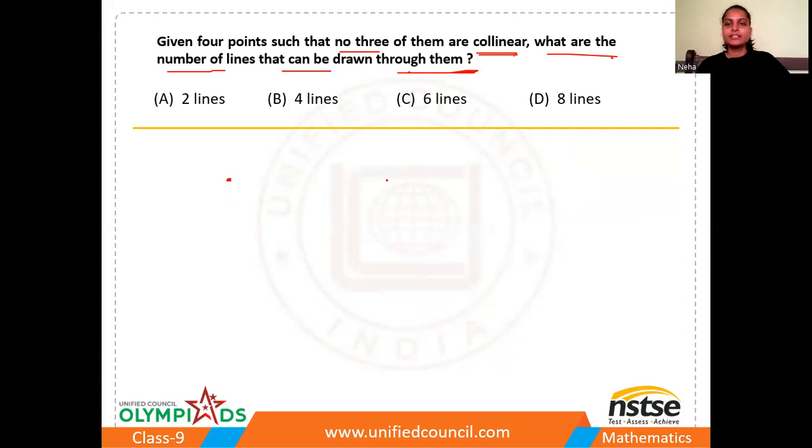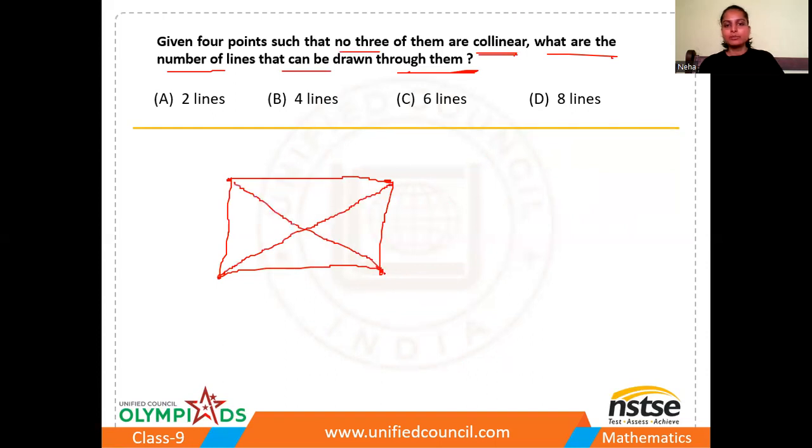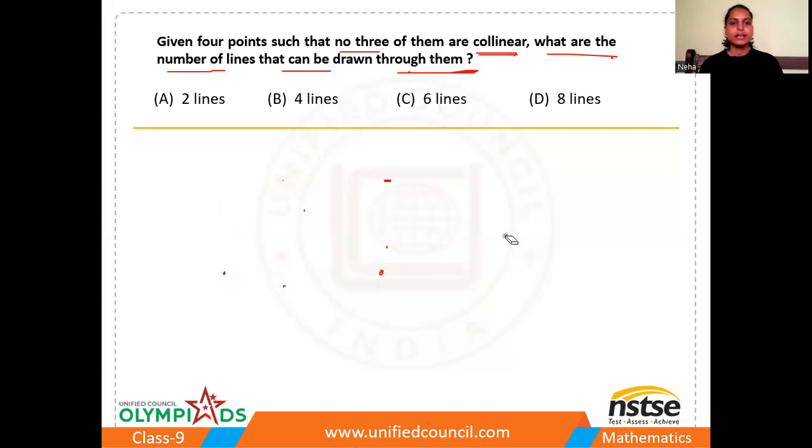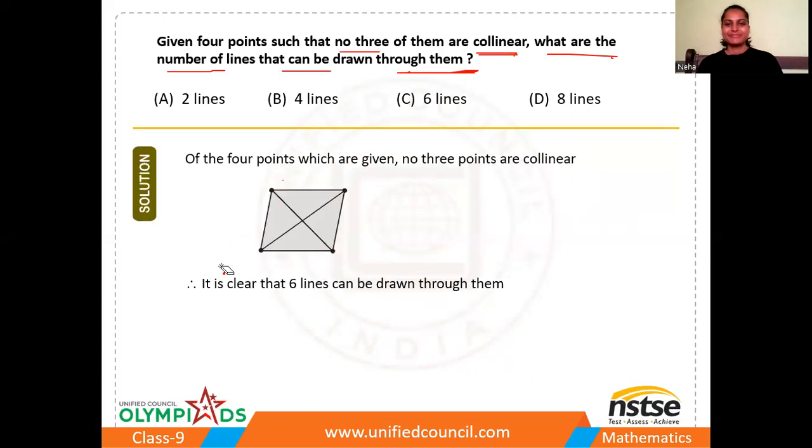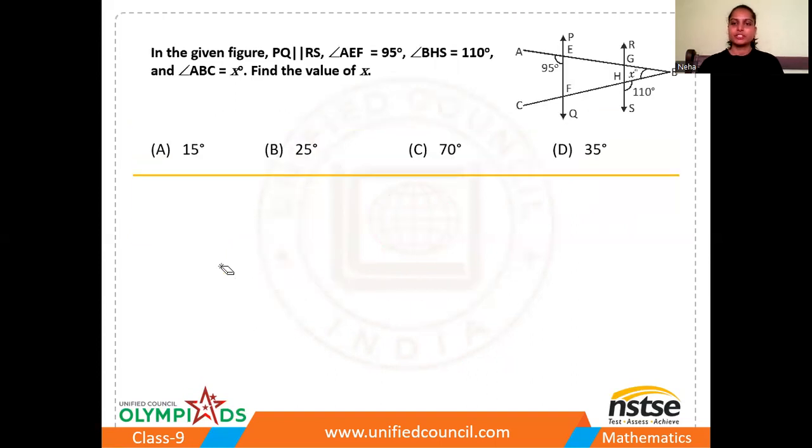So if no 3 points are collinear, obviously I can make a quadrilateral type shape, right? If I'm using the 4 points and drawing a diagram, I can make a 4-sided closed figure, and this can be the diagonal. So how many lines can I create? 1, 2, 3, 4, 5 and 6. 6 lines I can draw. So 6 lines, that means yes, option C is the right answer. And let me show the correct detailed solution to the given question. All right, the next question.